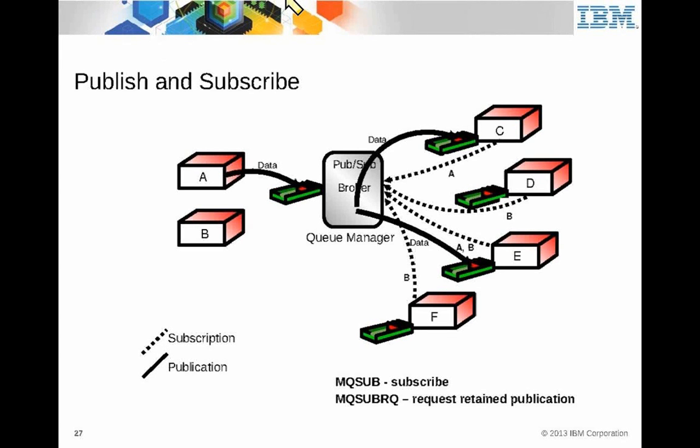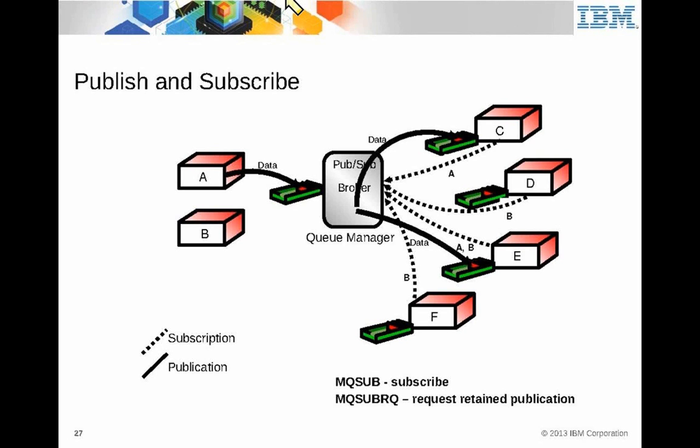And lastly, there's the concept of publish and subscribe. Everything I talked about prior to this was point-to-point messaging. Publish and subscribe is a little bit different, and we're seeing more and more people wanting to use it. Basically, somebody subscribes to what they're interested in, and somebody else publishes on a topic, and if you subscribed to that topic, then MQ is going to hand you the message.